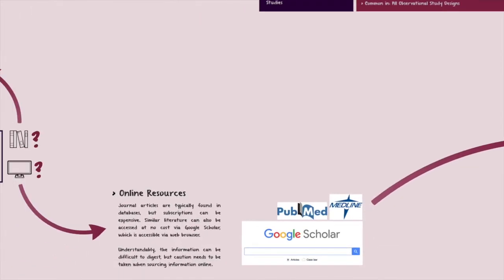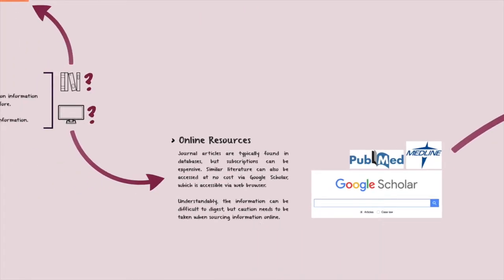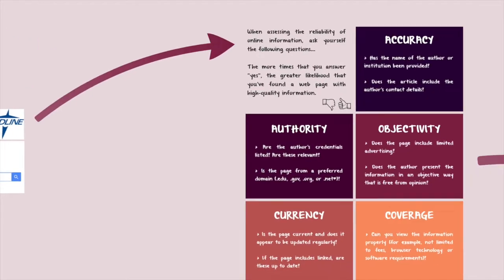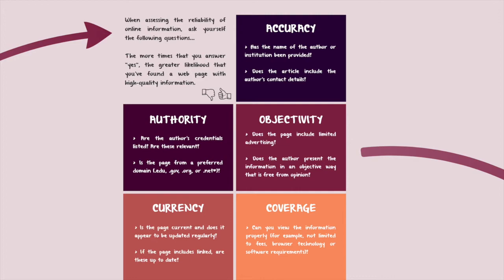Journal articles, which Nikki has just discussed, are typically found in databases such as PubMed or Medline, but subscriptions to these can be expensive. However, similar literature can also be accessed at no cost via Google Scholar. Understandably, journal articles can also be difficult to digest, but caution needs to be taken when sourcing nutrition information online. When assessing the reliability of online information, try asking the following questions. The more times that you answer yes, the greater the likelihood that you have found a web page with high quality information.